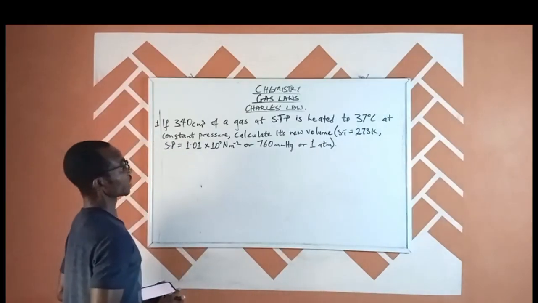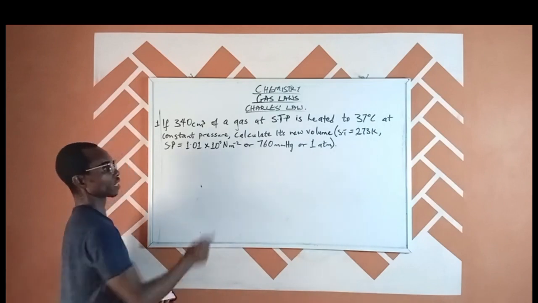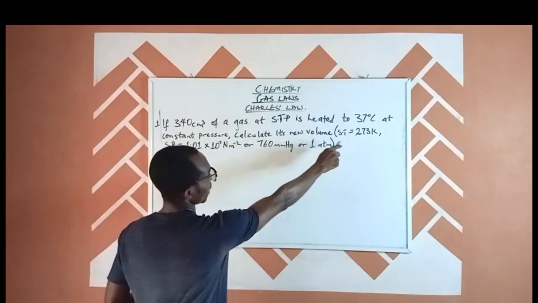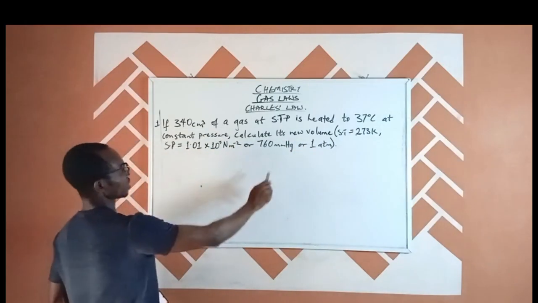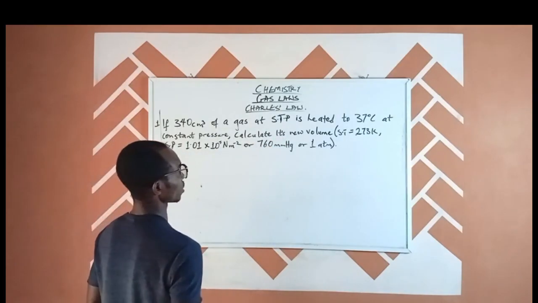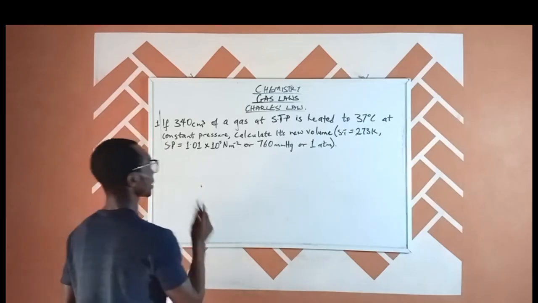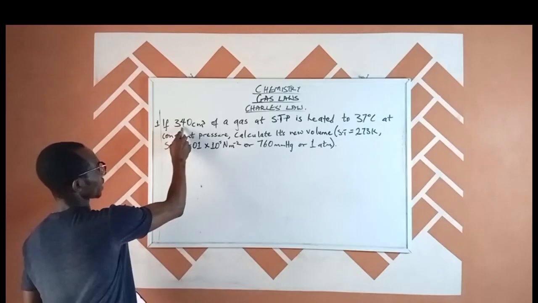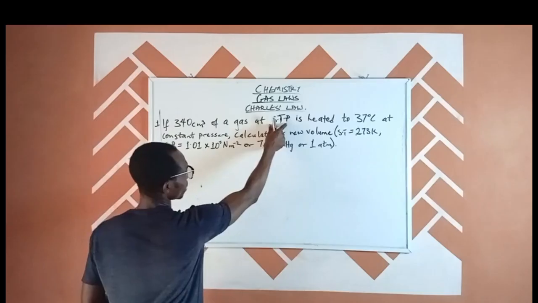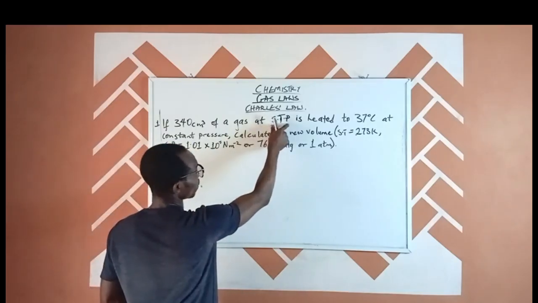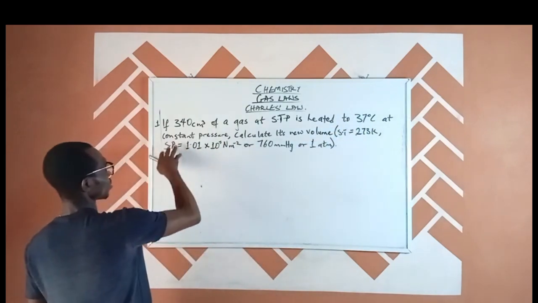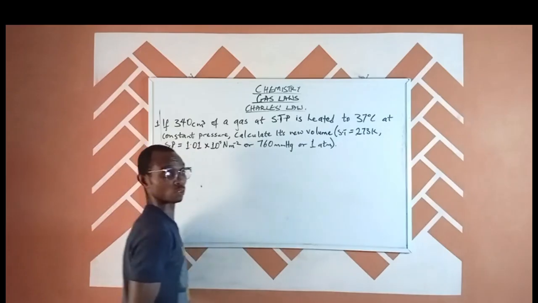If 340 centimeter cube of a gas at STP is heated to 37 degrees Celsius at constant pressure, calculate its new volume. If standard temperature is this, standard pressure is this, then we should calculate the new volume of that substance. So what we are saying here is, at this particular volume of the gas at standard temperature and pressure, if the temperature increases to this, or if it is heated to this, what then is going to happen to the volume? That is what that particular question is talking about.